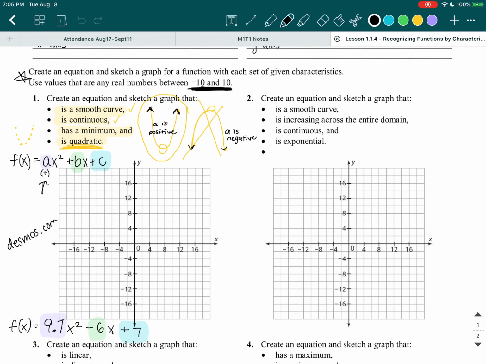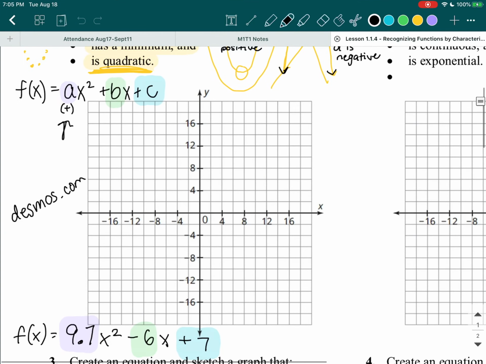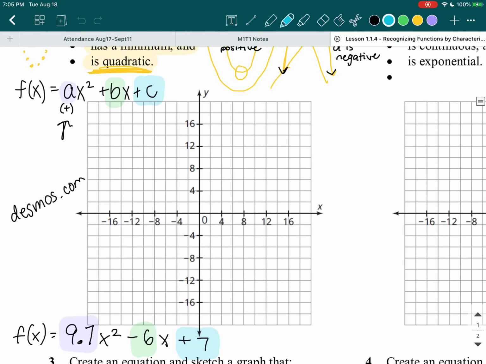So I go back here, and at 0,7 I had a dot, and at 0.3, 6 I had another dot. So this is my graph, and I'll just draw it to the best of my ability. It doesn't have to be perfect. Just draw it as good as you can. Ta-da! That's my graph.